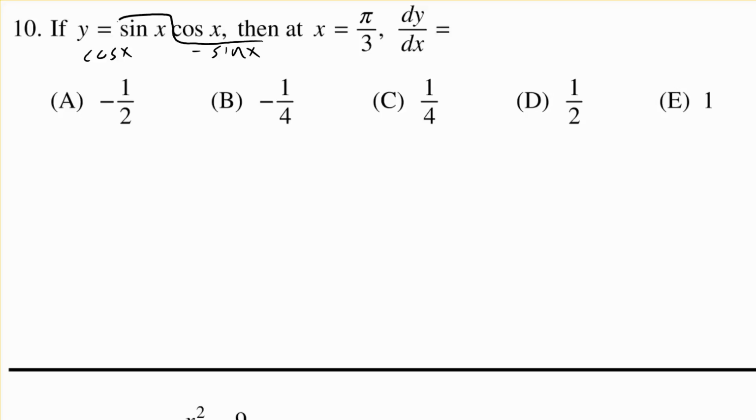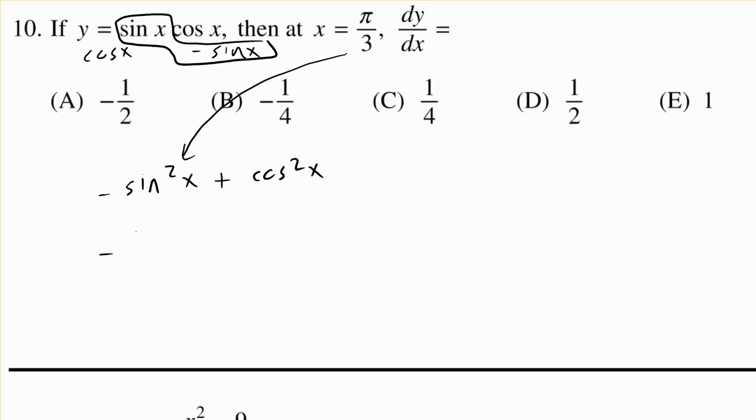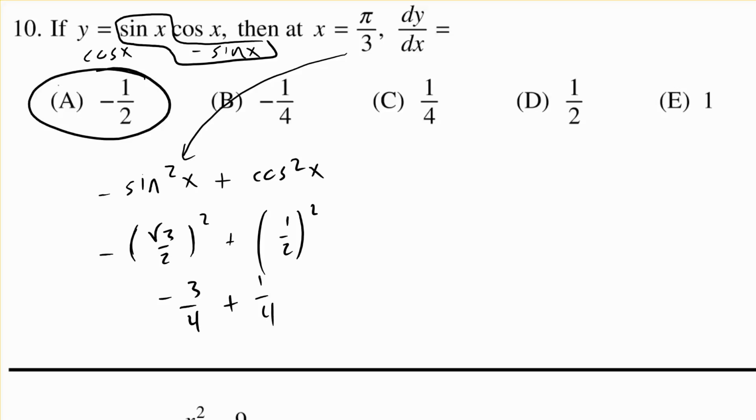Got to do some 2/3 bow tie. Negative sine squared x plus cosine squared x. And now we just got to put in the pi over 3. Sine of pi over 3 is root 3 over 2, squared. Cosine of pi over 3 is 1/2, squared. So it looks like I've got -3/4 plus 1/4 will be -2/4, which would be -1/2.